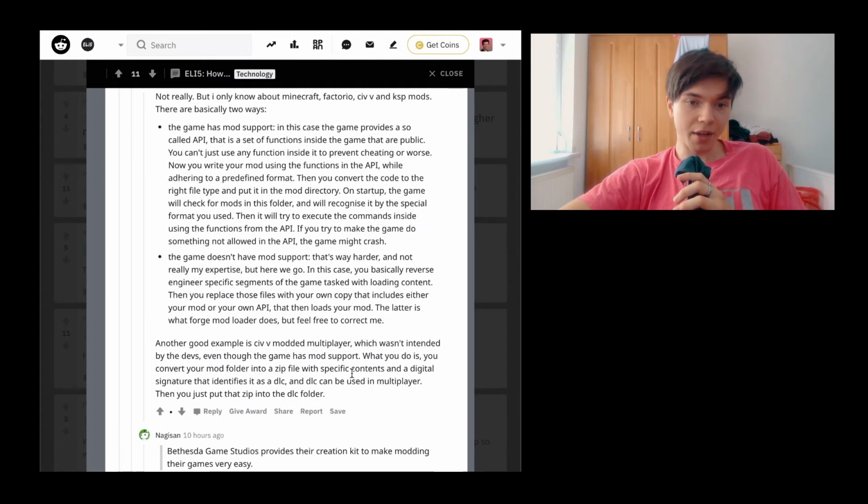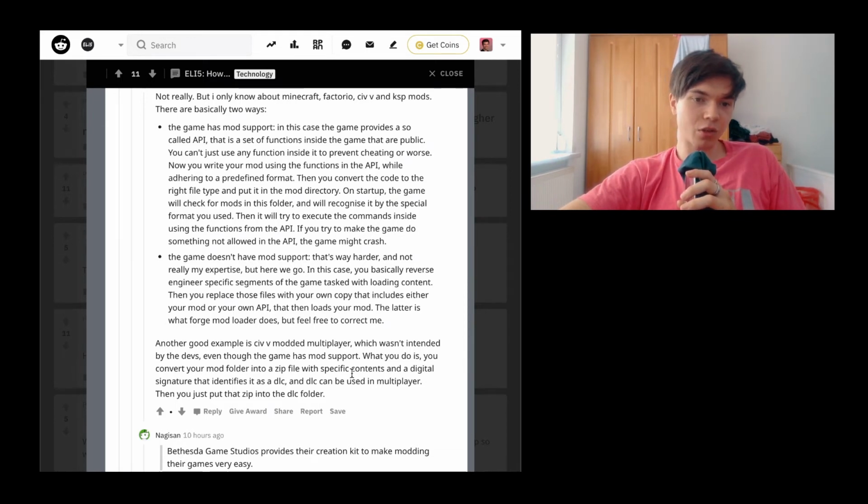That is way harder and not really my expertise, but here we go. In this case, you basically reverse engineer specific segments of the game tasked with loading content. Then you replace those files with your own copy that includes either your mod or your own API that then loads your mod.